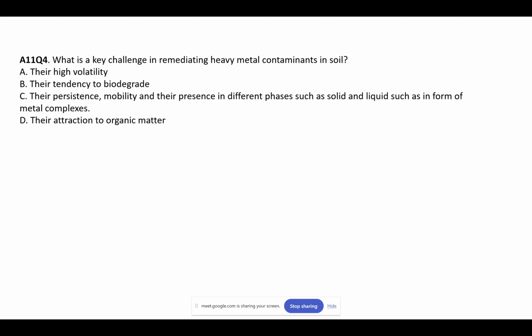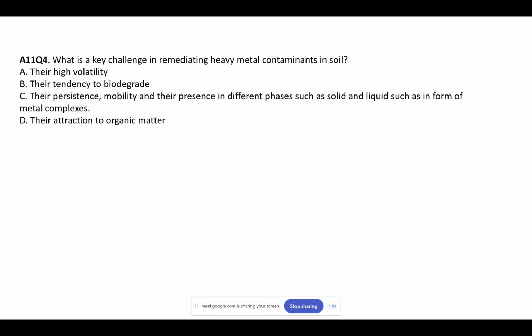So the correct answer is C. So, the first option, their high volatility: metals are non-volatile below 500 to 600 degrees centigrade. So they are non-volatile. Then their tendency to biodegrade. Metals do not degrade very easily. And also some of the heavy metals like chromium 3 are micronutrients, so their requirement for microbes is very, very less. That's why they do not biodegrade also. So B is also not correct.